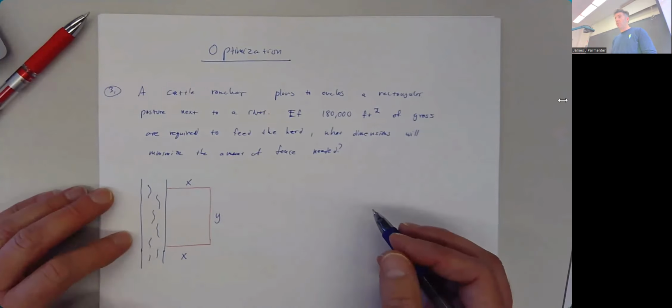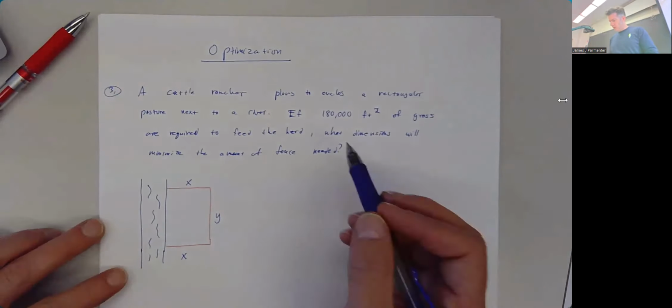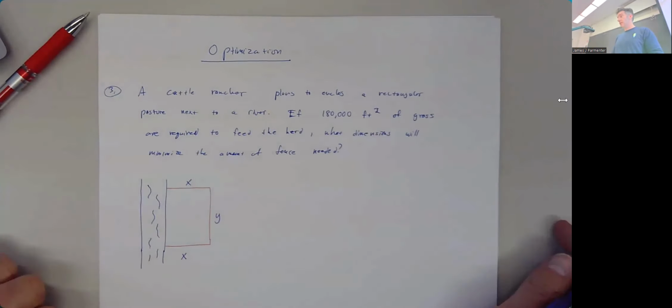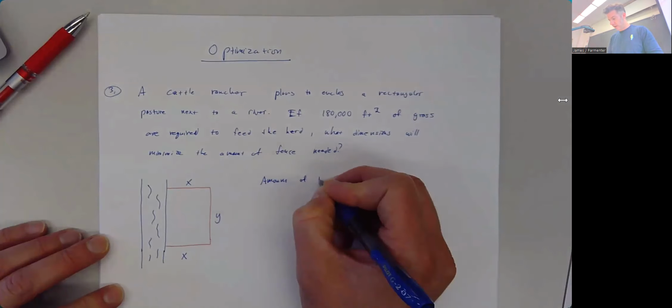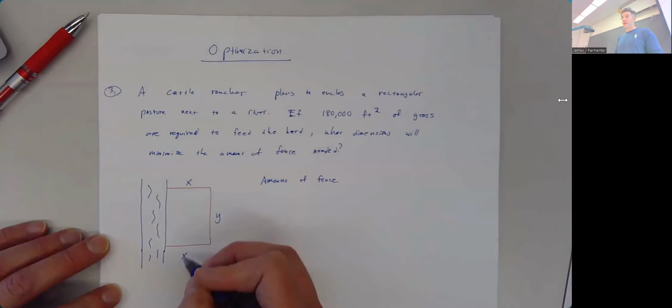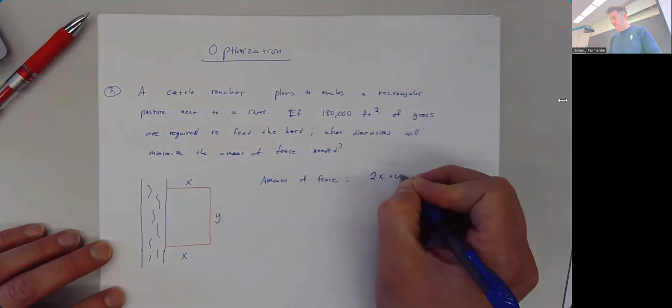All right. So for optimization problems, you typically have to come up with the thing you want to optimize and an equation for the constraint. So what are we trying to maximize or minimize here? What dimensions will minimize the amount of fence needed? Okay, so we need an equation for the amount of fence. So the amount of fence is going to be the length of X plus the length of X plus the length of Y. So the amount of fence is going to be 2X plus Y.